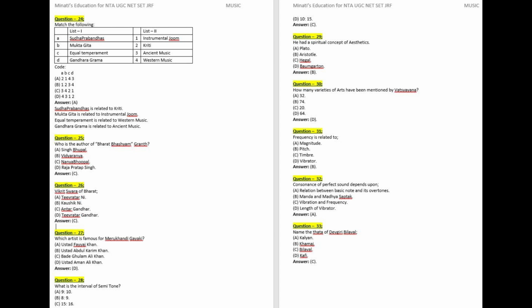Question 31. Frequency is related to: A. Magnitude. B. Pitch. C. Timbre. D. Vibrator. Answer, B. Question 32. Consonance of perfect sound depends upon: A. A relation between basic note and its overtones. B. Manda and Madhya Saptak. C. Vibration and frequency. D. Length of vibrator. Answer, A.